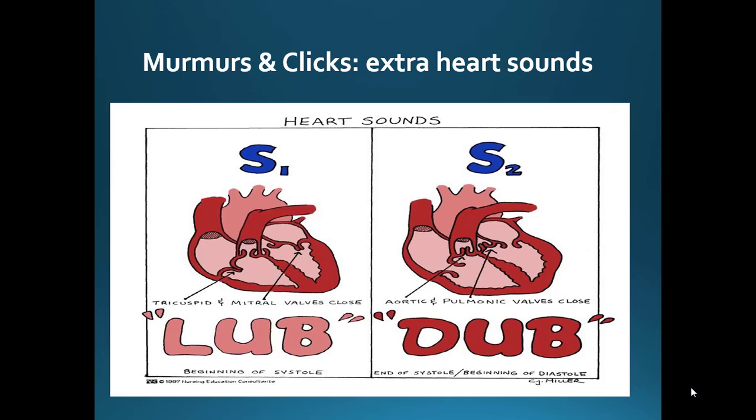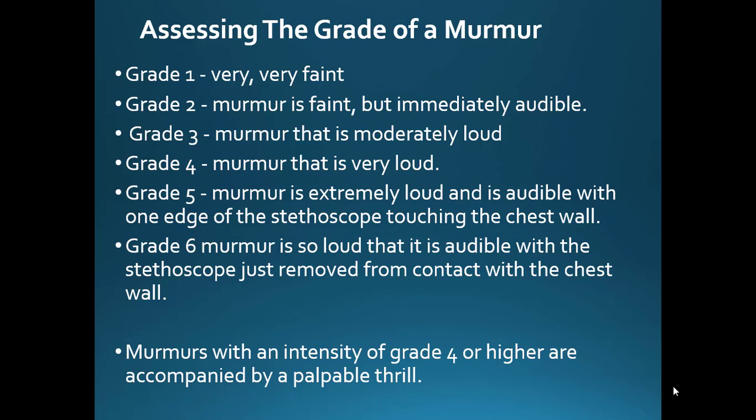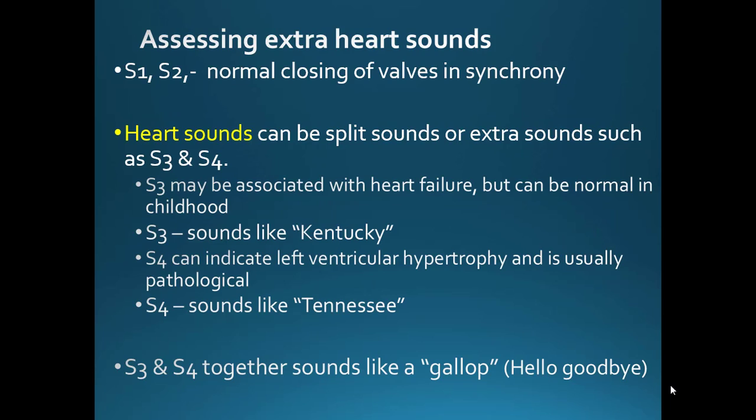Murmurs are different. They are sounds created by turbulent blood flow due to either valvular regurg or valvular stenosis. Murmurs are graded according to how loud they are, on a scale from 1 to 6, 1 being so faint that you can barely hear it, and 6 being so loud that you could hear it with your stethoscope off of the patient's chest. In the chest wall, you can feel a vibration, which is called a thrill. Clicks or extra heart sounds such as S3 may be associated with heart failure, but they can also be normal in childhood. S3 sounds like Kentucky, Kentucky, Kentucky when you're listening with your stethoscope.